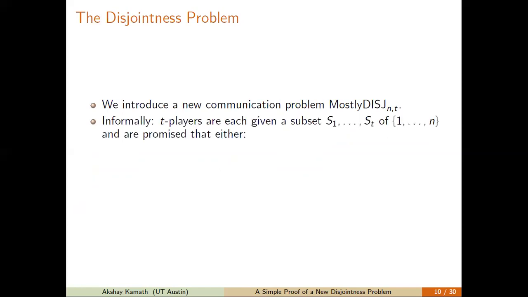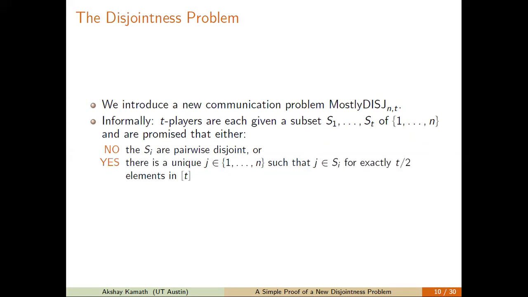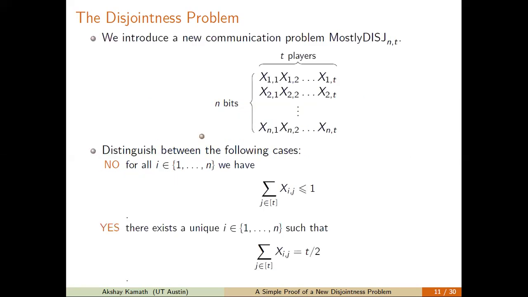with t players. Informally, in this problem, there are t players, each of whom receives a subset of 1 to n, and the promise is that these subsets fall into either of these two cases. In the no case, the subsets are all pairwise disjoint, and in the yes case, there exists a unique element from 1 to n such that that element belongs to exactly half the subsets assigned to the players. So viewing this more formally, in the no case, the sum of each row is at most 1, and in the yes case, there exists a unique row such that the sum of the elements in that row is exactly t over 2.